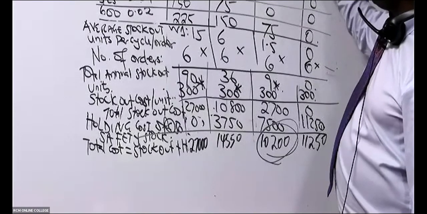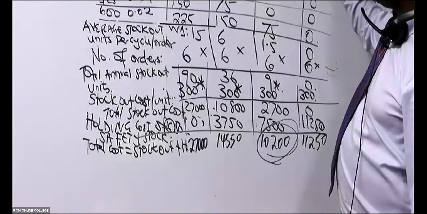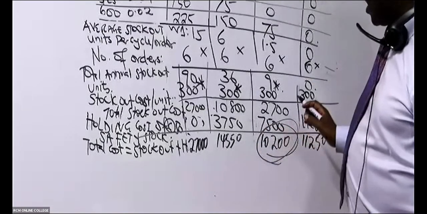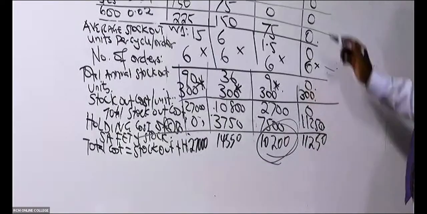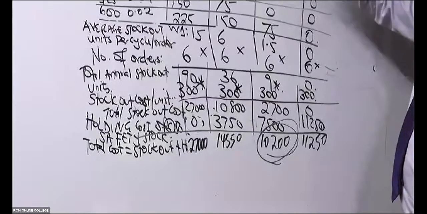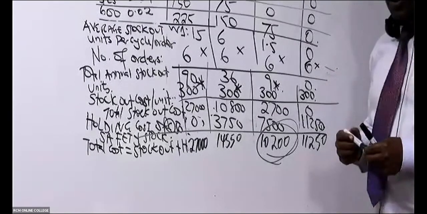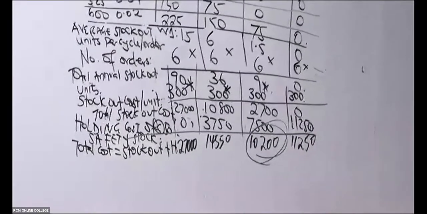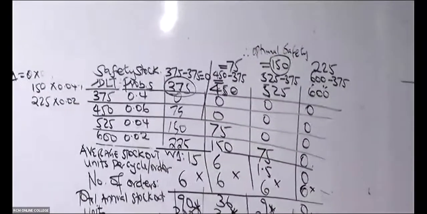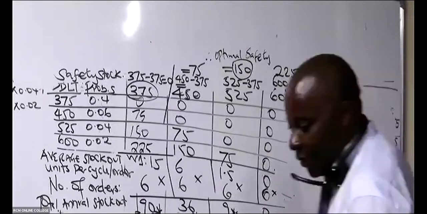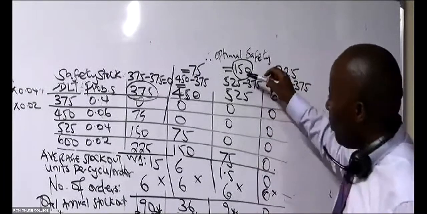And therefore, optimal safety stock. Optimal safety stock will be how many units here? Remember, safety stocks are the ones on top. The optimal safety stock is 150.